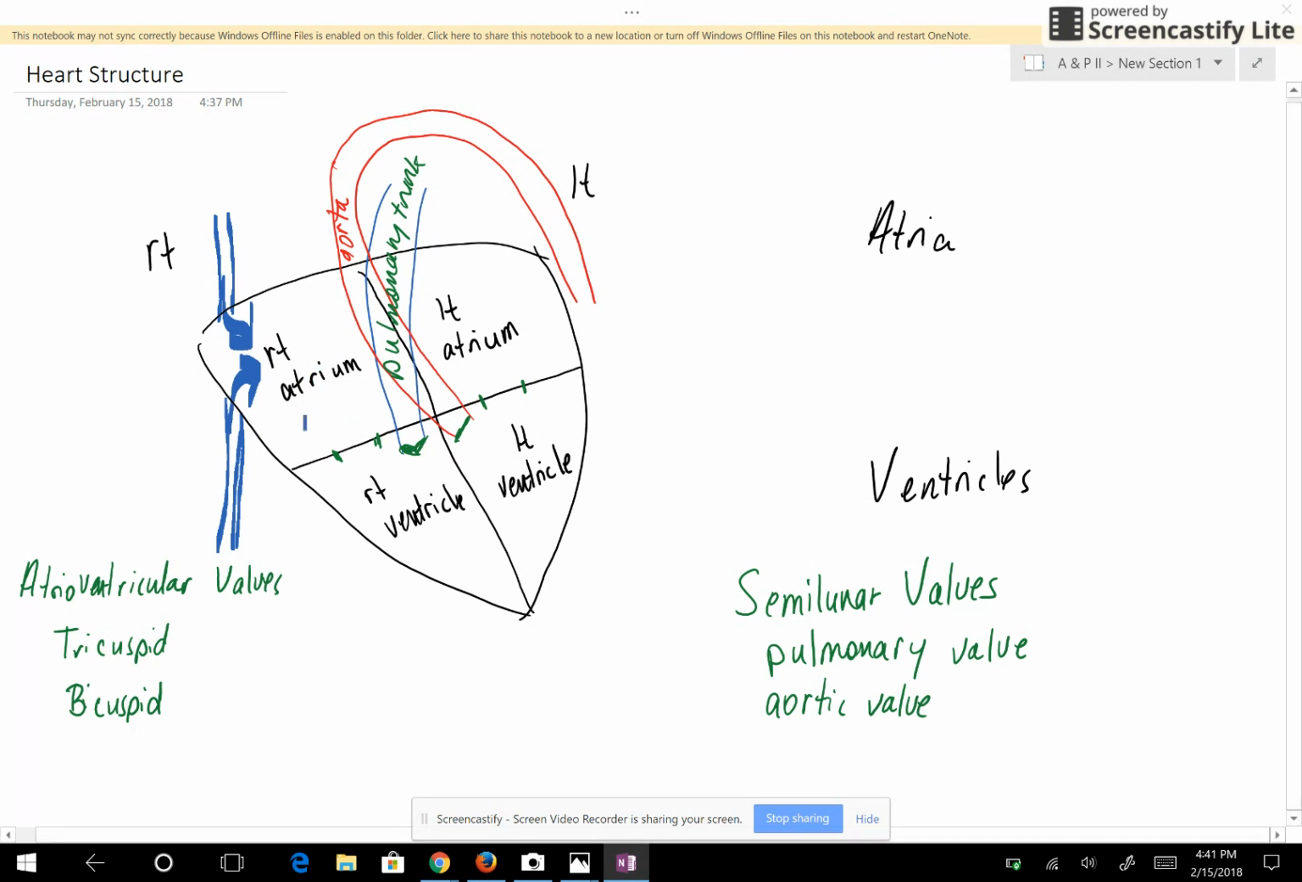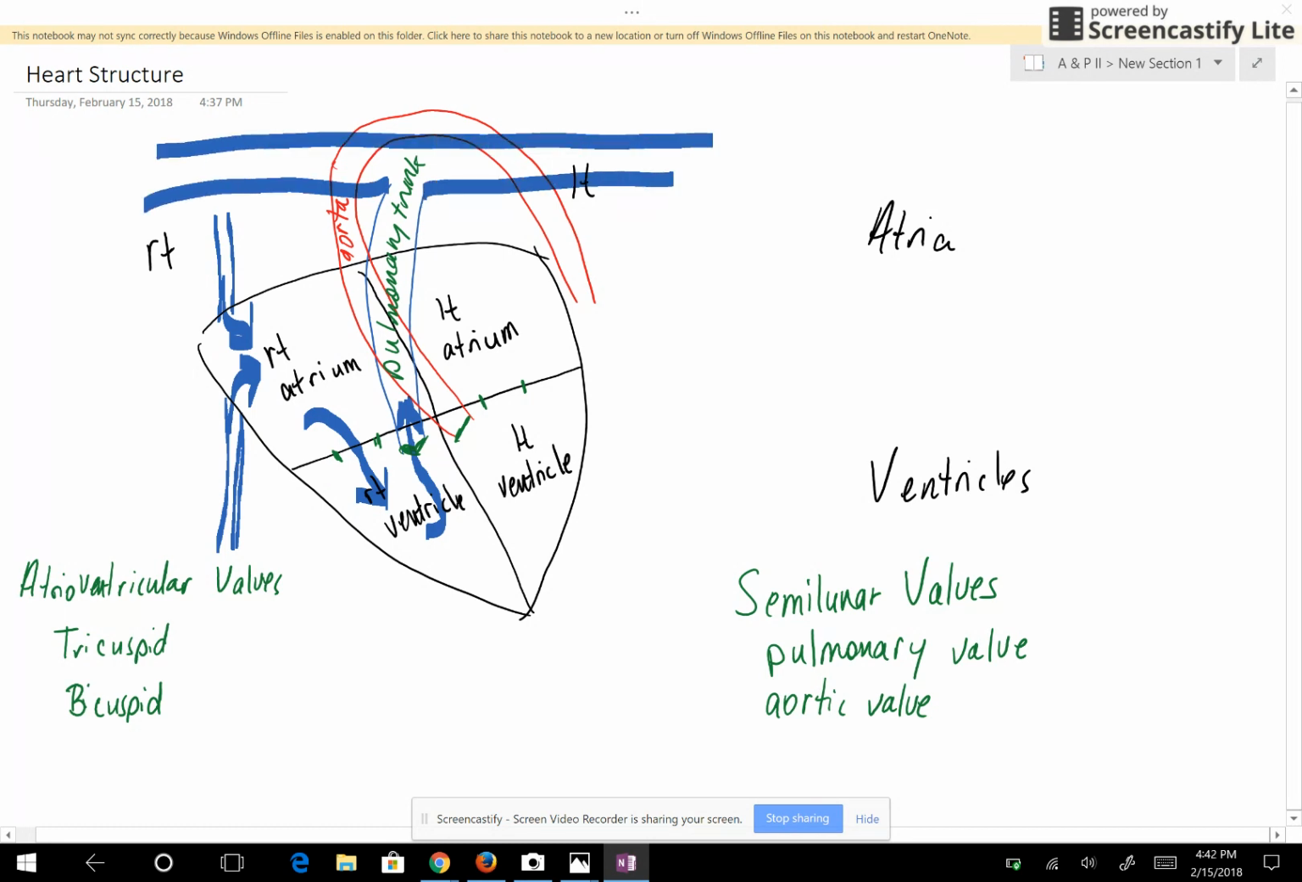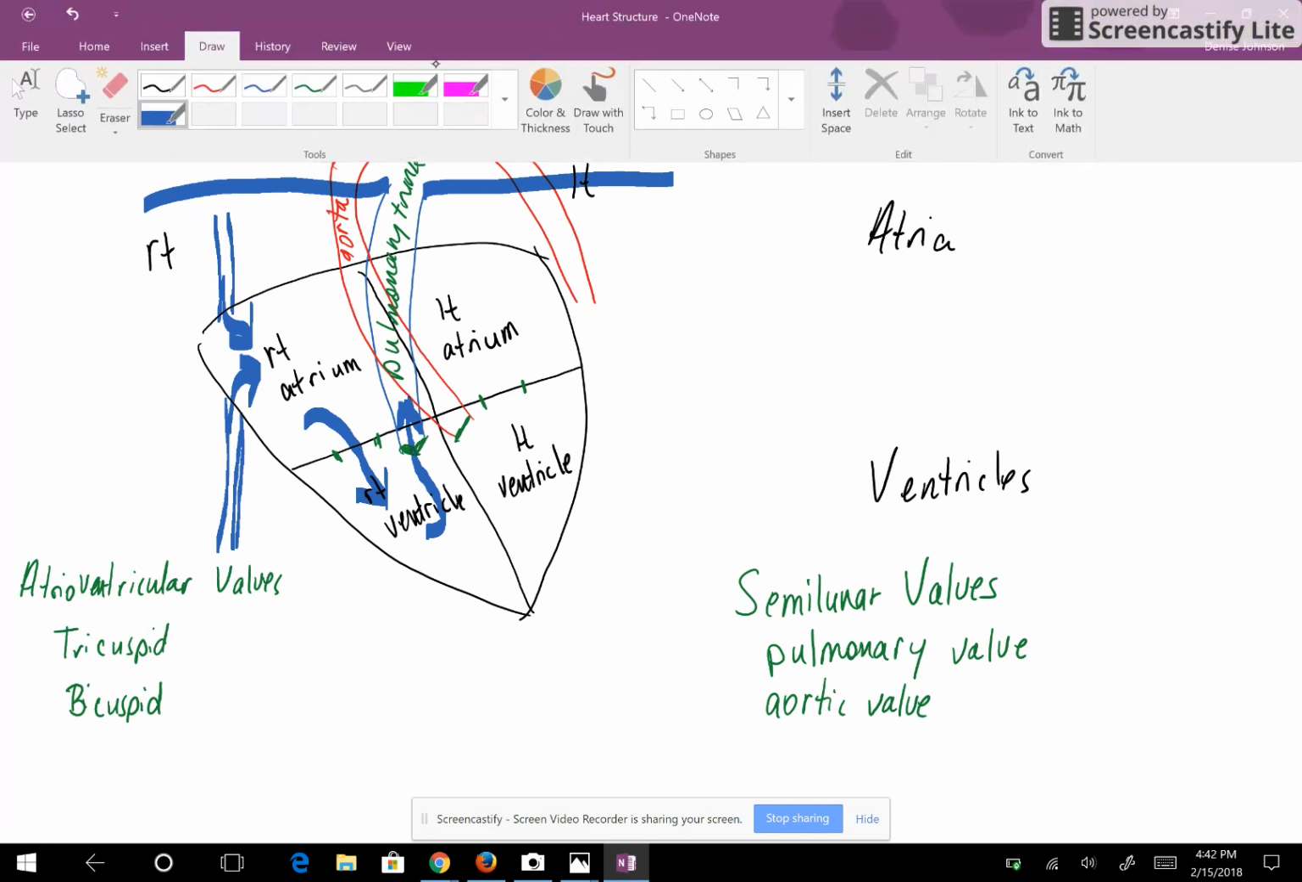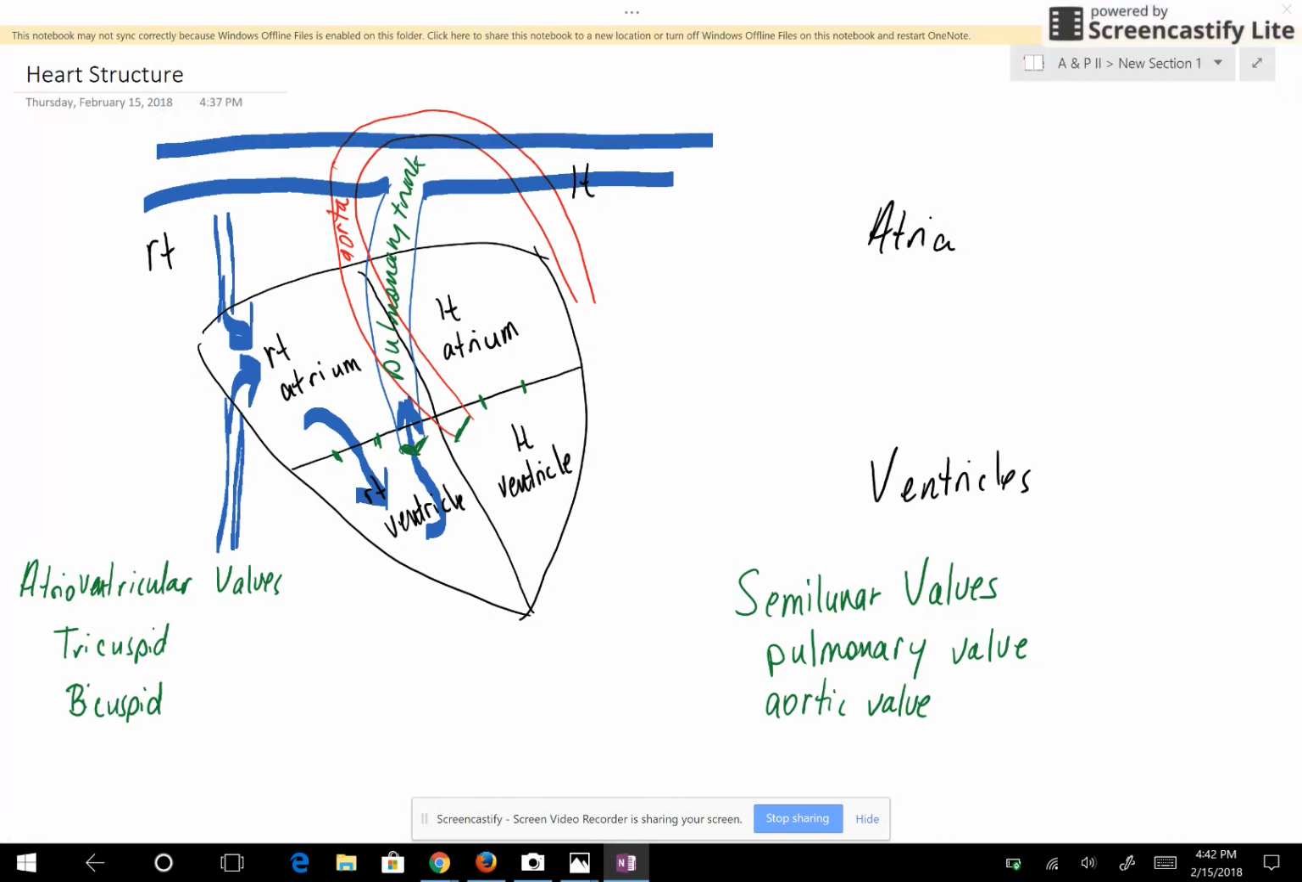Blood goes from the right atrium through the tricuspid valve to the right ventricle. Then blood goes from the right ventricle through the pulmonary valve into the pulmonary trunk. The pulmonary trunk is going to take the blood, let me draw this real big here, to go into the lungs. What happens in the lungs to the blood? The blood is oxygenated.